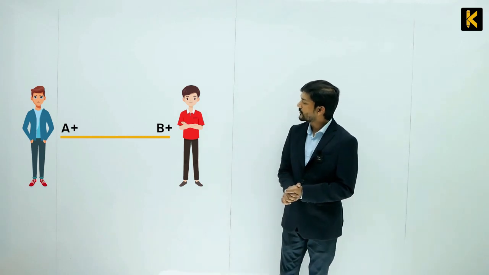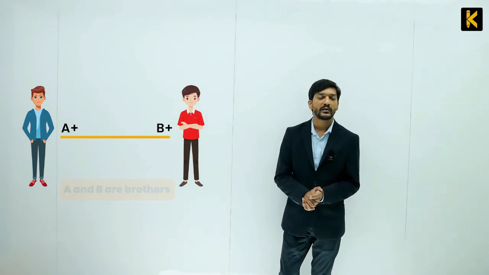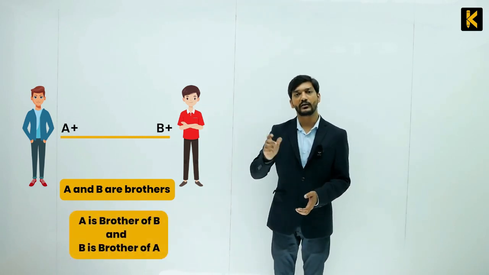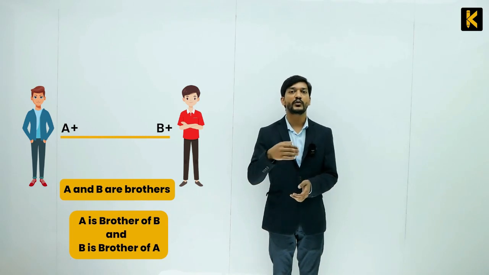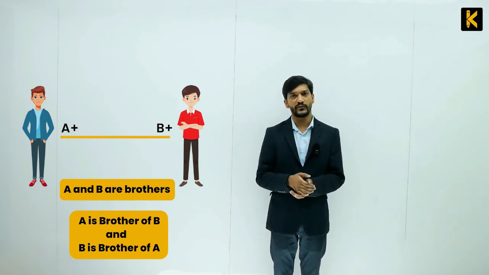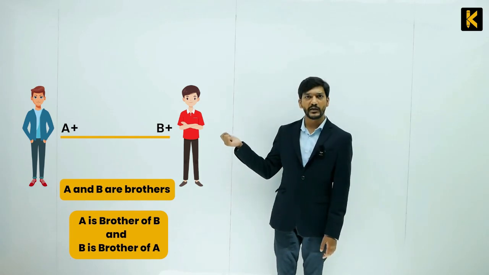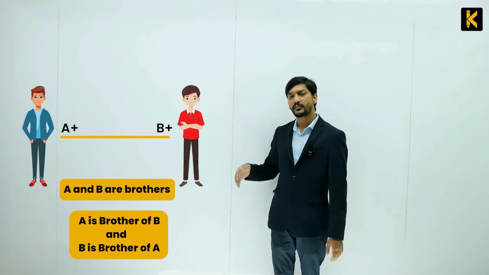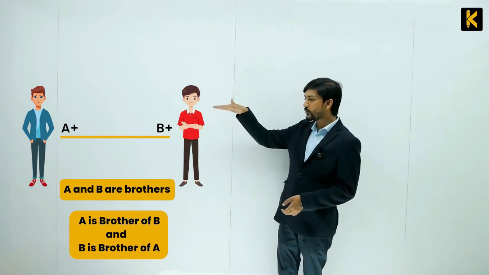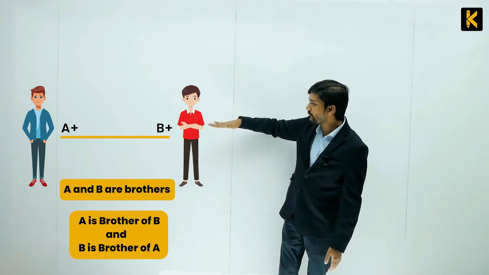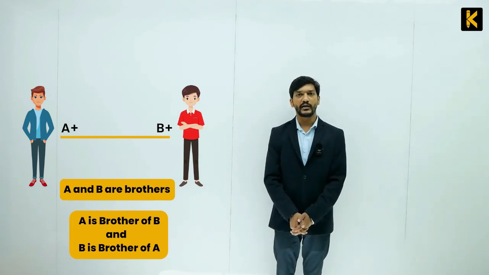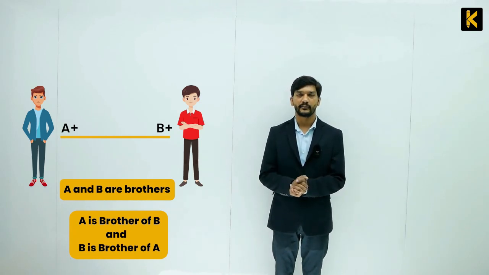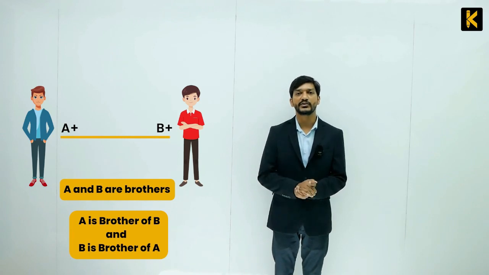You will say, sir, both of them should be brothers. So A is the brother of B and B is the brother of A. That is what you should think. Obviously, you cannot think A is the father of B. It's not possible. Father means one generation above, and both are in the same generation. You have represented both persons at the same horizontal level, so you will not say father-son relation. It is a brother-to-brother relation.